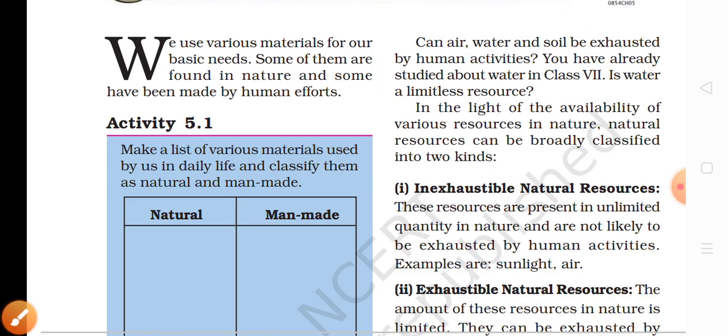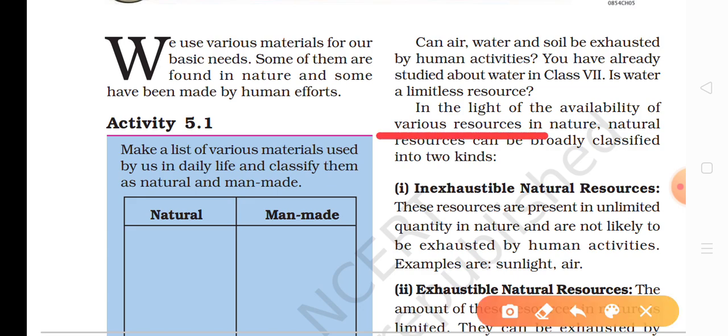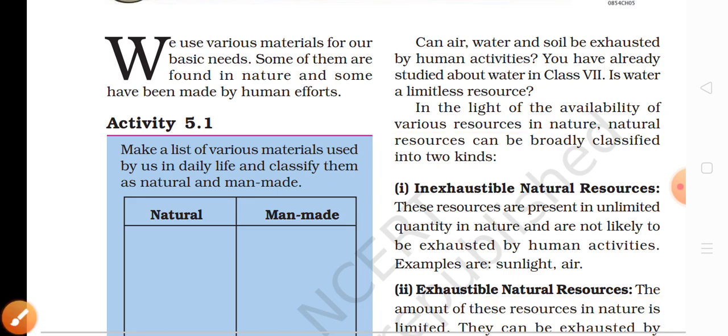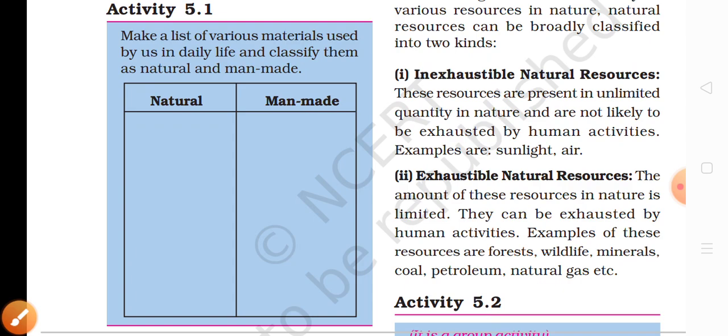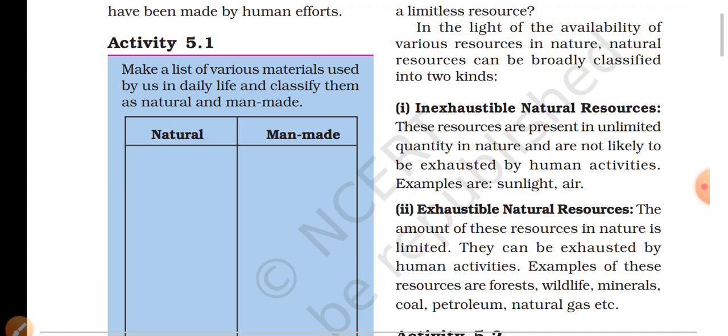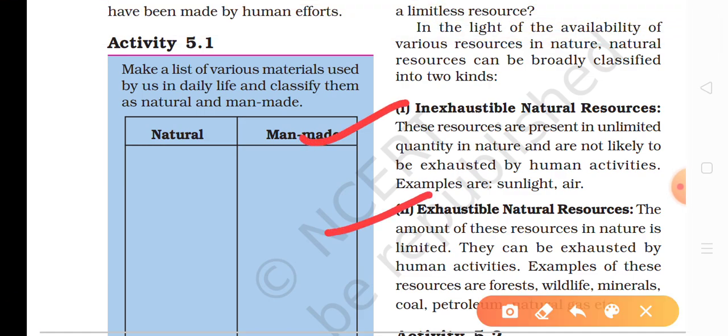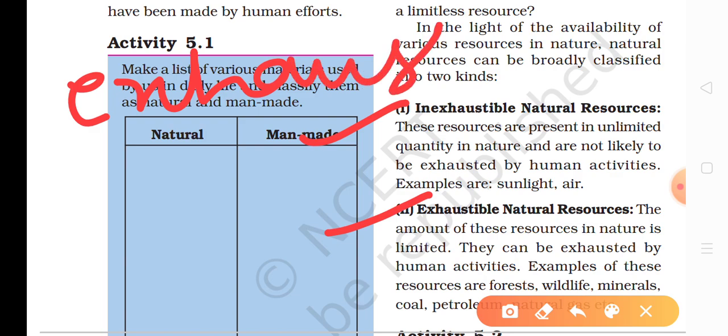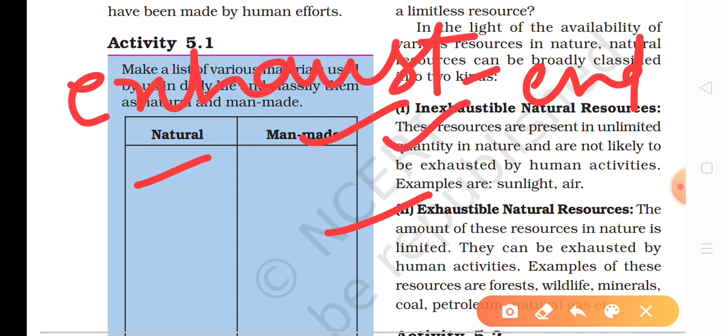So in the light of availability of various resources in nature, natural resources are broadly classified into two kinds. First is inexhaustible natural resource and second is exhaustible natural resource. So let us study what these natural resources are. First, inexhaustible natural resource. Students, the word exhaust means end. So here inexhaustible means the natural resource which can never end.